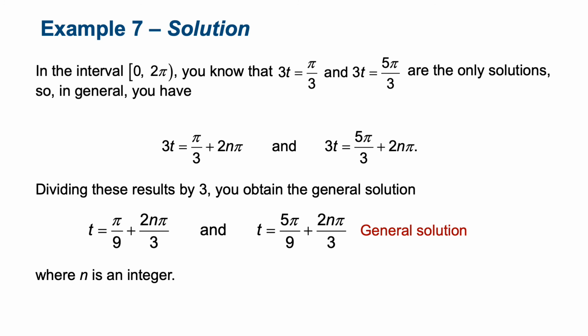And similarly, on the other solution, you would get t is equal to 5 pi over 9 plus 2n pi over 3, where n is an integer.